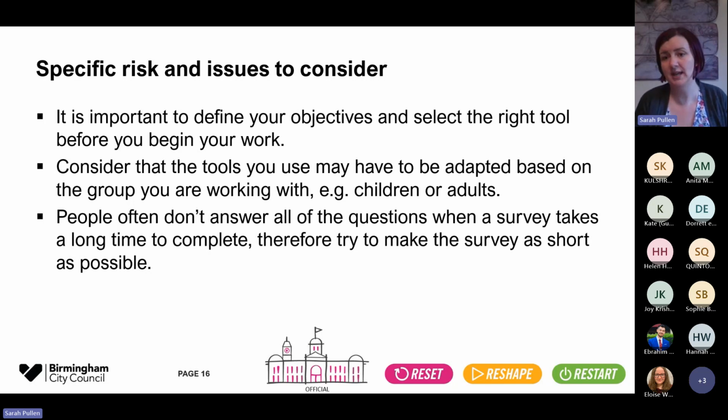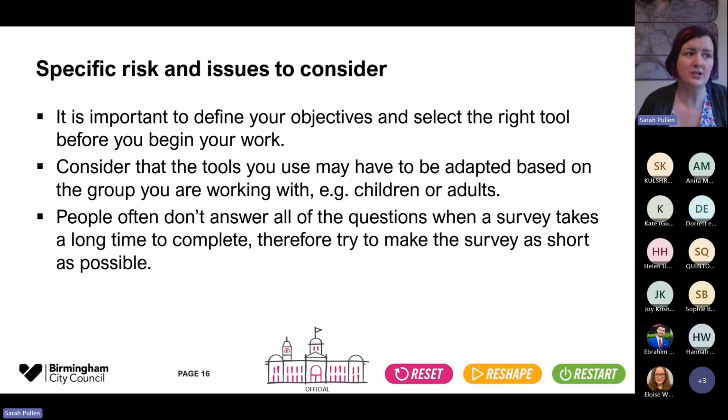What is it you're trying to achieve? What outcomes do you hope to see? And then define what tool would be the best one to help you assess that. Also consider that the tools that you use might have to be adapted based on the group you are working with. So it could be children or adults or different languages, different ways people engage. And there's a lot of tools available, and I'll share a link where you can find out even more. There's lots of tools available out there, but you should always validate them, make sure they work with the group that you're working with too.